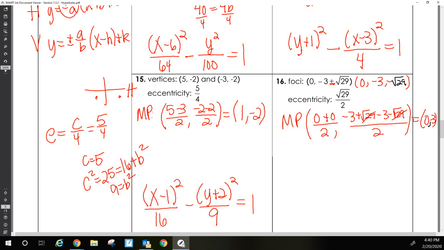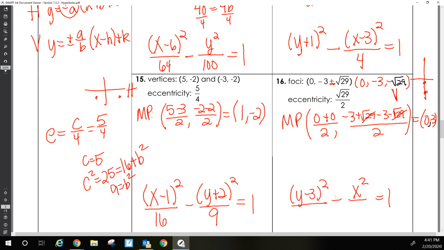Foci, though, are also going to be on our transverse axis, so they're going to tell us whether we're opening vertically or horizontally. Since the change is in my y, in other words, we're at (0, negative 3), plus something and minus something, that's going to be vertical. So we have a vertical hyperbola, which means the y goes first. So (y minus 3) squared minus x squared. There's nothing that we're changing the x with there.